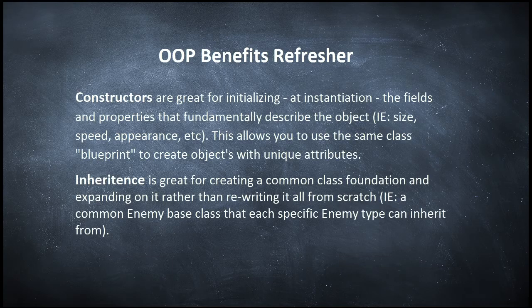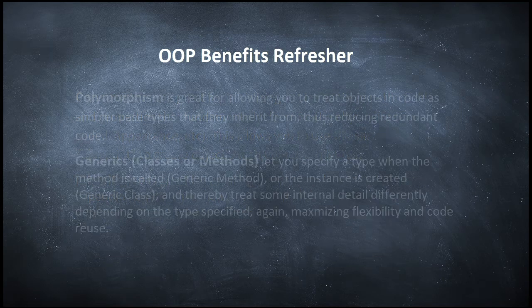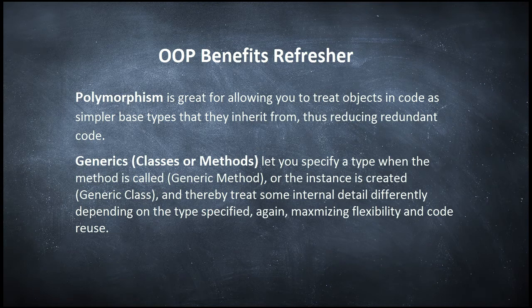You have constructors, which are often great for initializing the fields and properties that fundamentally describe the object, its size, speed, how it appears, and so on. You have inheritance, which is great for taking a common foundation and expanding on it rather than rewriting it all from scratch. You can just have an enemy base class and then a wizard and knight, for example, that inherit from it. You have polymorphism, which is great for allowing you to treat objects in code as simpler base types that they inherit from, wherever this is possible.